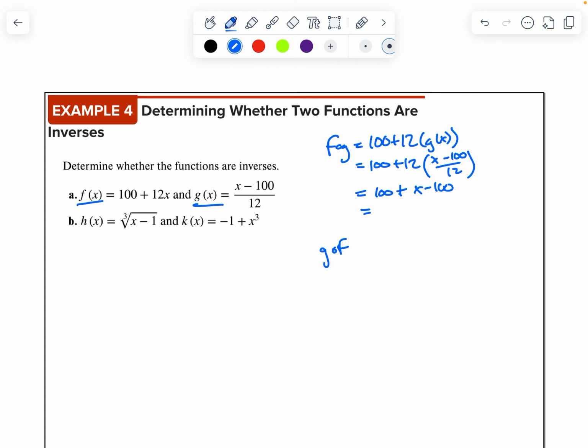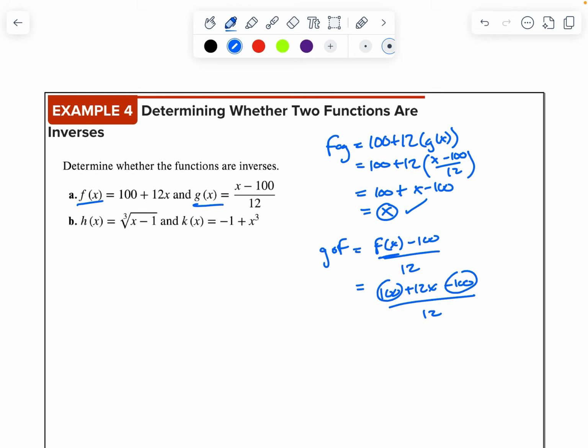And when we combine like terms, that's just equal to x. So far we're good. That's what we wanted. We want to just get an x in the end. g of f is f minus 100 over 12. f of x is 100 plus 12x. Notice I just subbed in the f of x there.